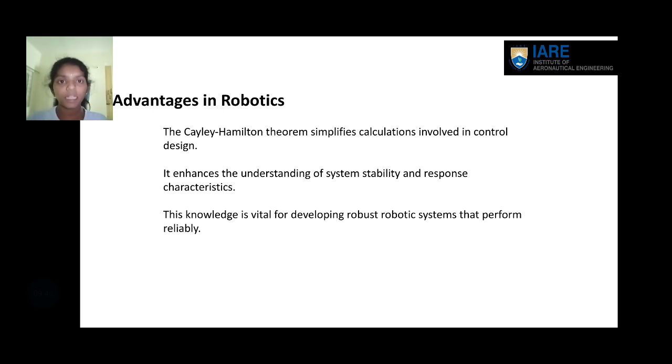Advantages of the Cayley-Hamilton theorem in robotics are: the Cayley-Hamilton theorem simplifies calculations involved in control design. It enhances the understanding of system stability and response characteristics. This knowledge is vital for developing robust robotic systems that perform reliably.